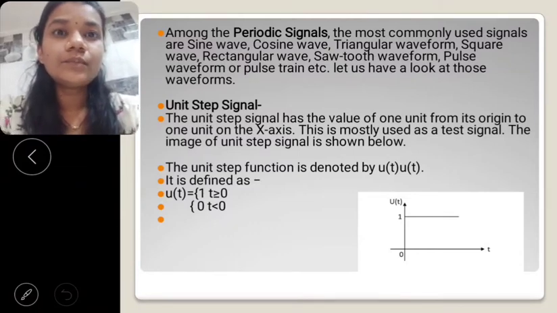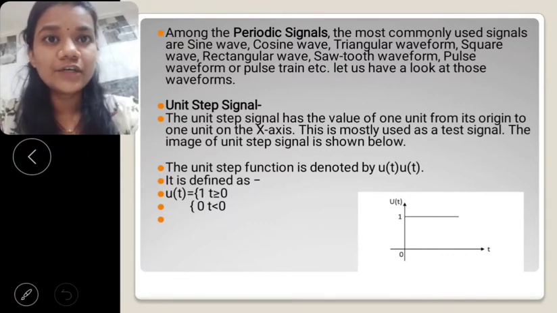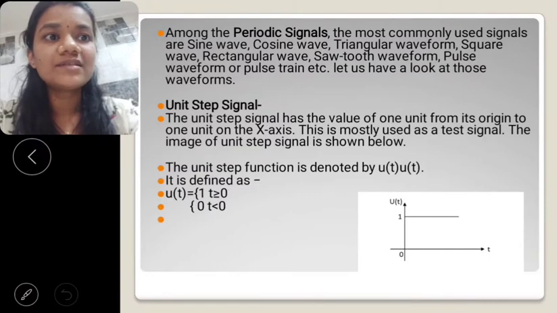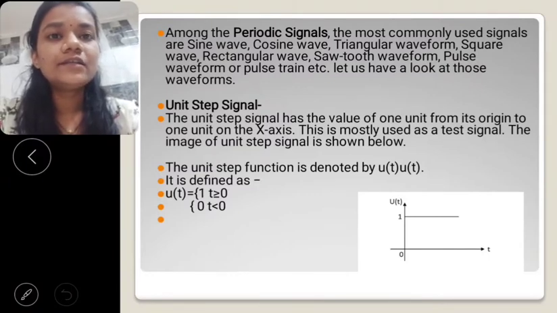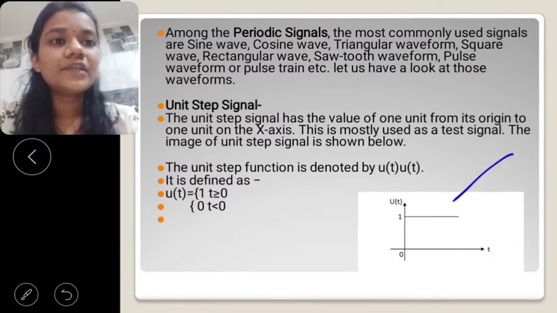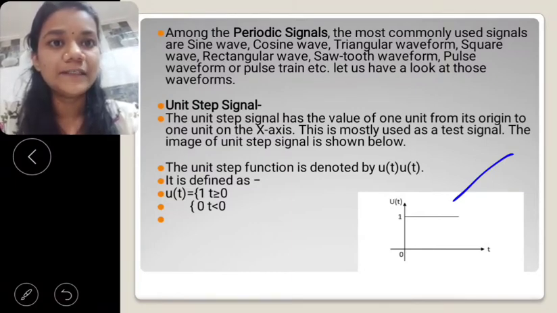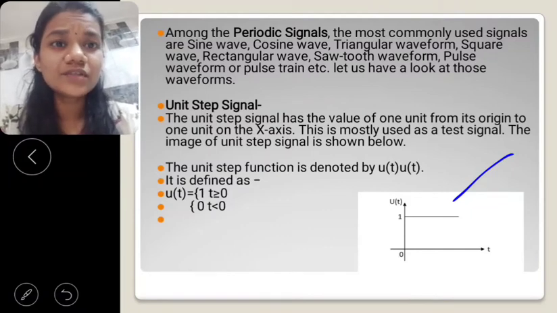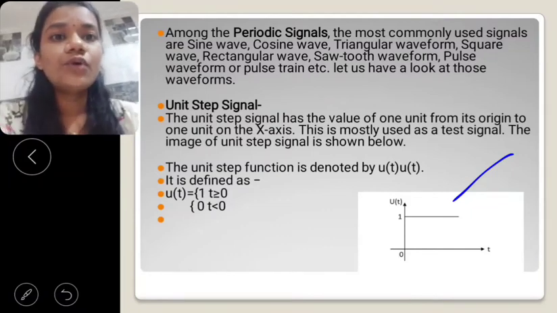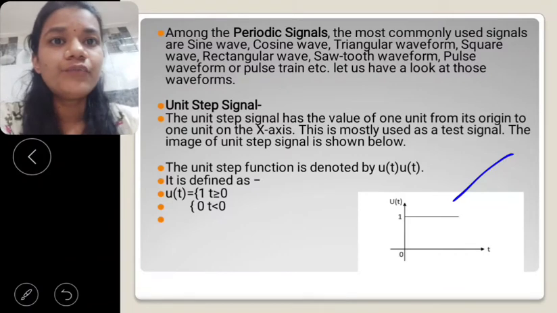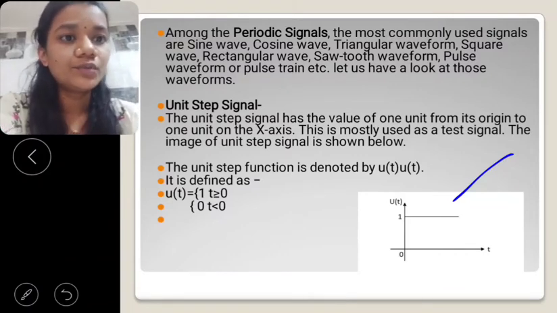So in most test signals we are using the step signal. Okay, the unit step signal we use in most test signals. This is the image of that. The function is denoted by u of t. It is nothing but the unit step signal. What is the function? u of t is equal to 1 when t is greater than or equal to 0.